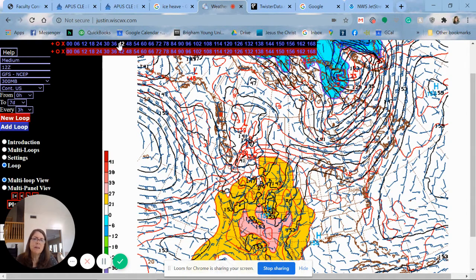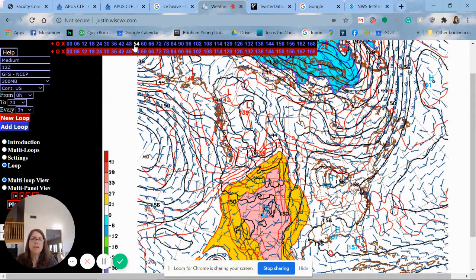Part of this is due to daytime heating and cooling. But you can see that here we have, let's see if I can mark that in there. There's the low right here. And ahead of it, you've got that warm air. And we're going to talk about fronts in a little while. We have a cold front coming through here. So warm air ahead of the front, cooler air behind that front.